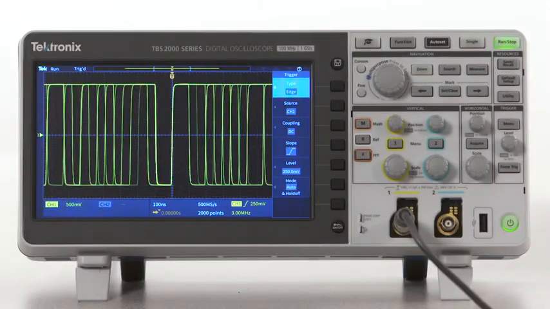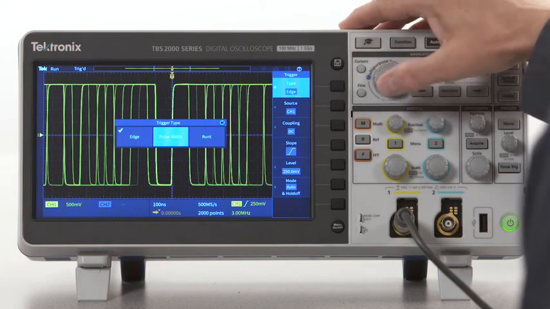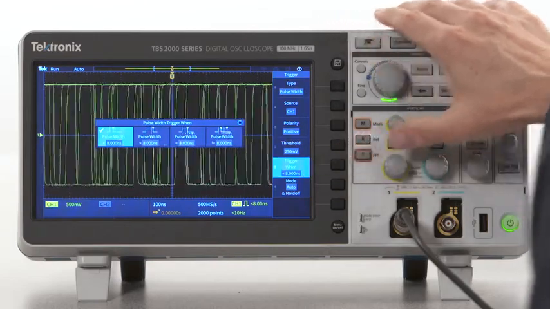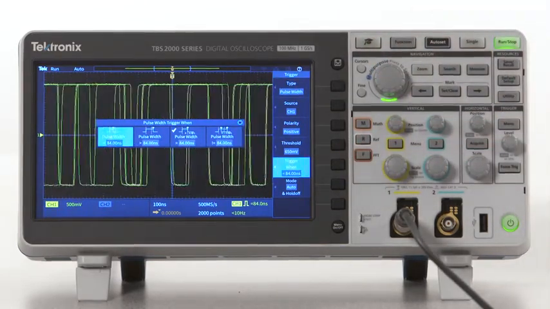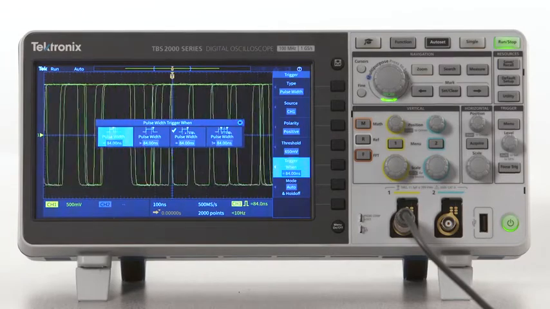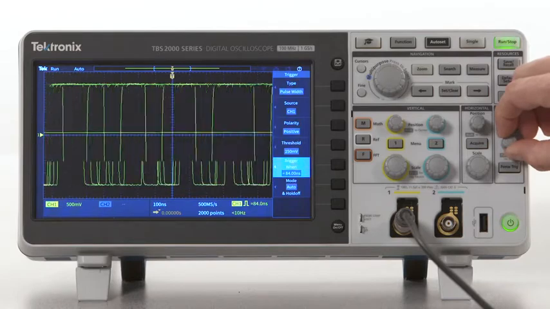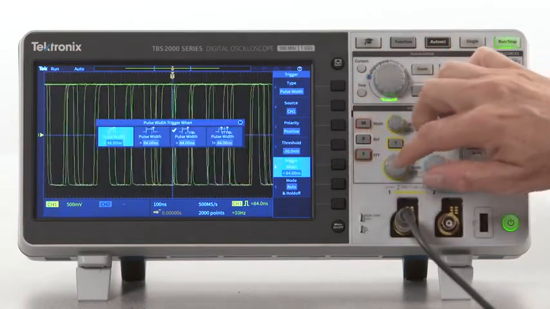Pulse width triggering comes in handy for capturing these events by triggering the oscilloscope on a positive or negative pulse of a duration you specify. Let's look at a couple of examples. To use pulse width triggering, you specify the kind of pulse you're looking for. It uses a single level to define the difference between high and low, so I'll set that about midway.